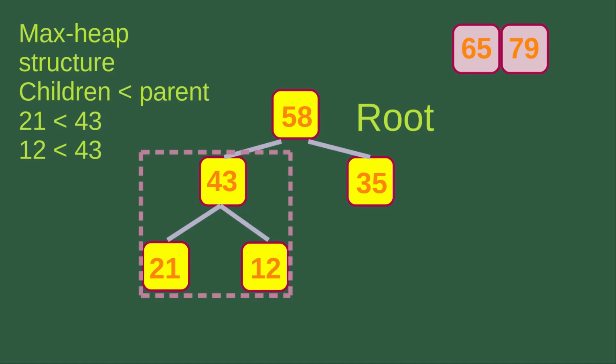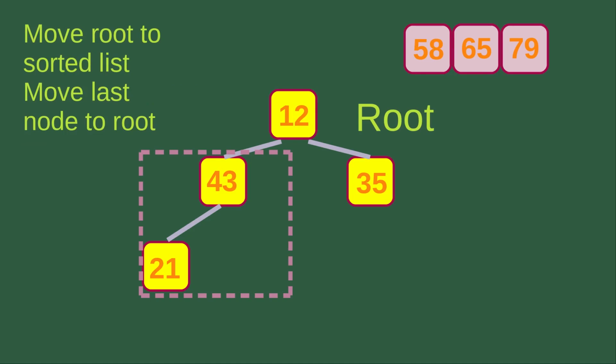And then we check another subtree following the top to bottom and left to right order. For this subtree, the max heap structure is maintained because the children are smaller than the parent. So we have 21 being smaller than 43 and 12 being smaller than 43 again. And after that, we can put the root of the max heap structure to the sorted element, which becomes the third largest element in the sorted list.